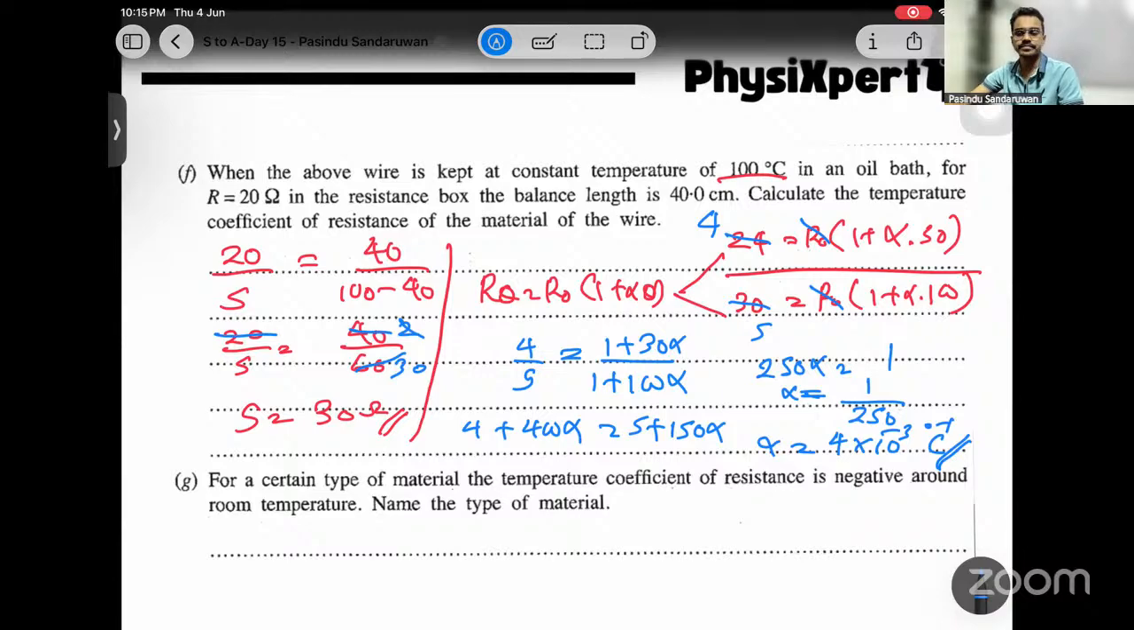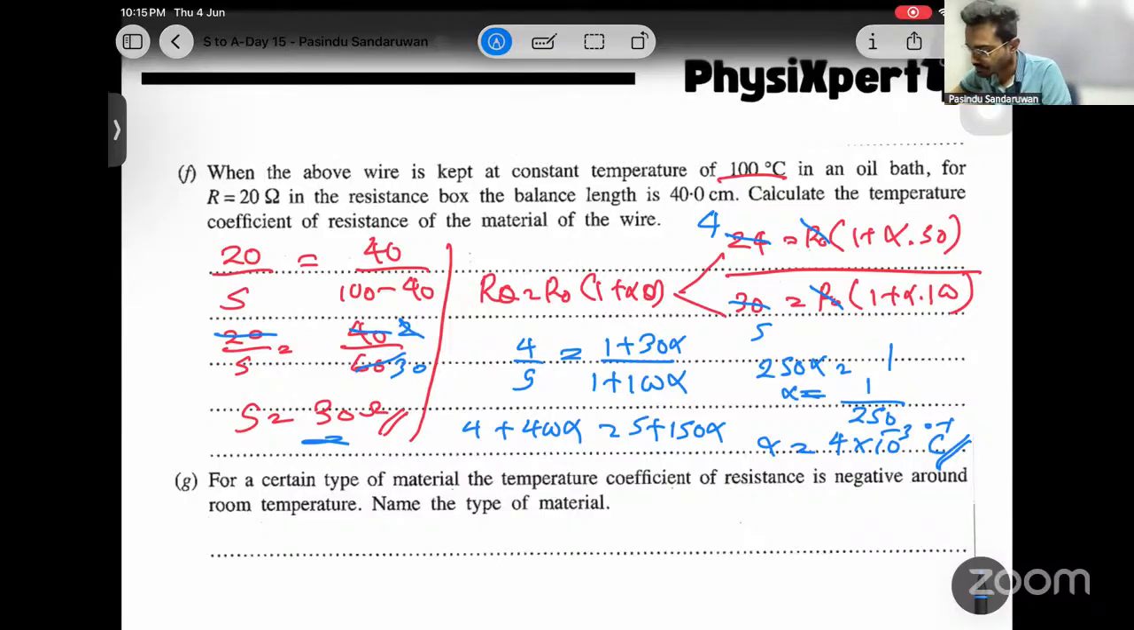Look at the flow of this. The resistance was changed, not in the wire but in the resistance box, at 100 degrees Celsius. Then using our same equation, first we can find the respective resistance of wire S at 100, which was 30. Then we have two different scenarios, two different temperatures, to apply our equation R theta equals R naught times 1 plus alpha theta.